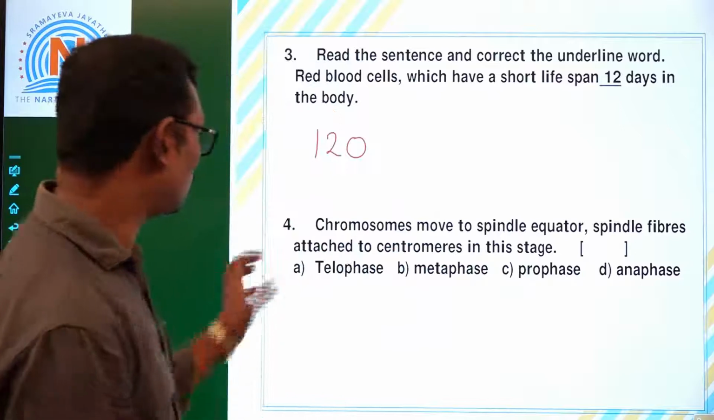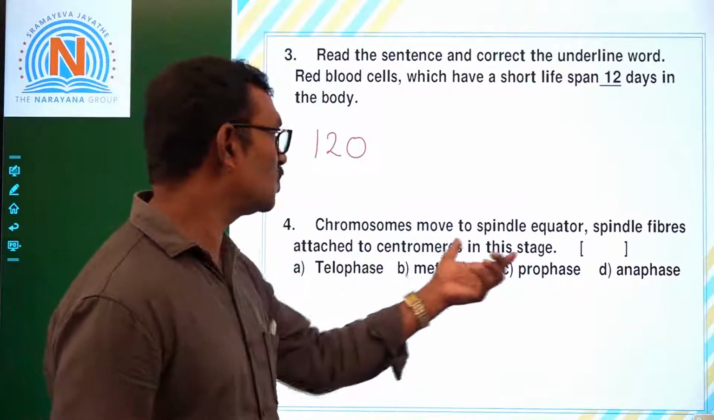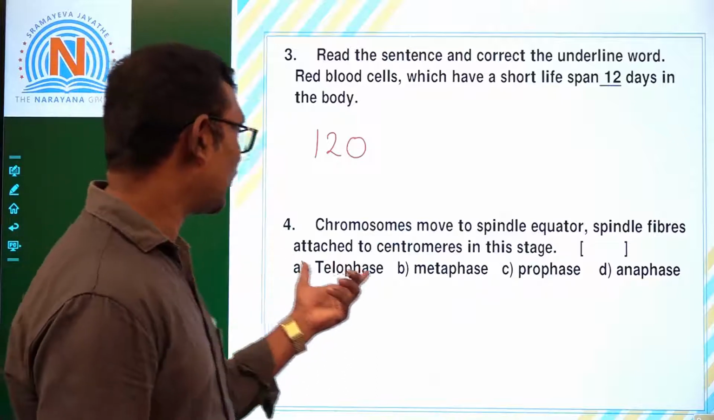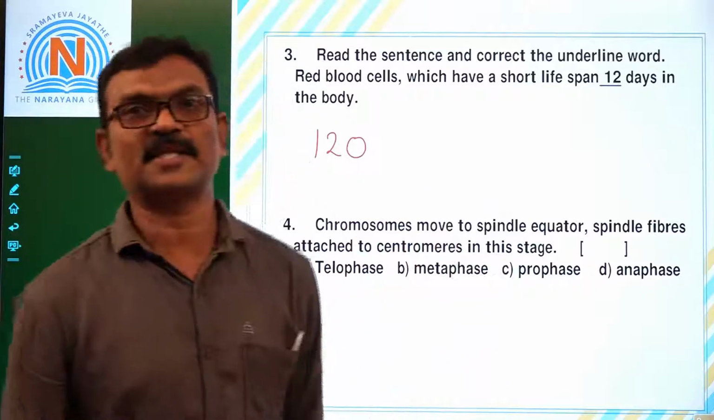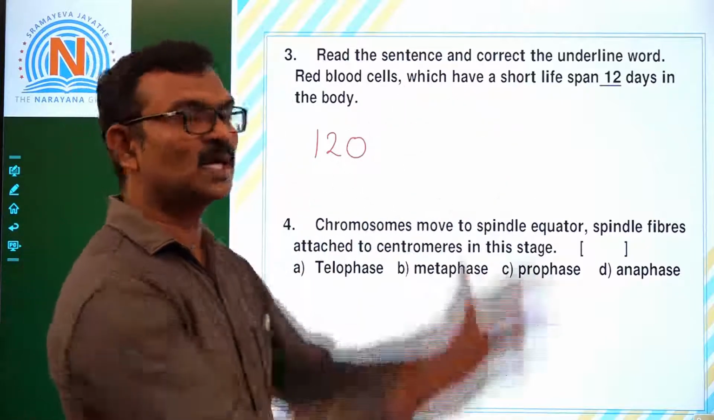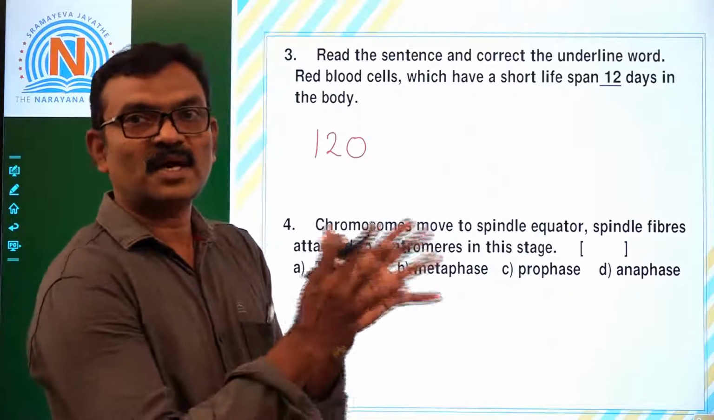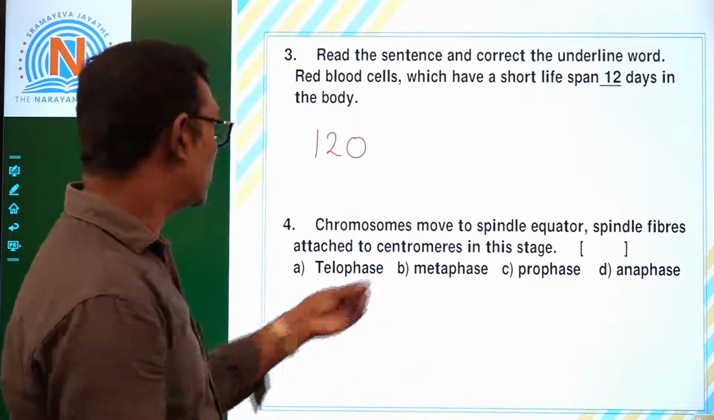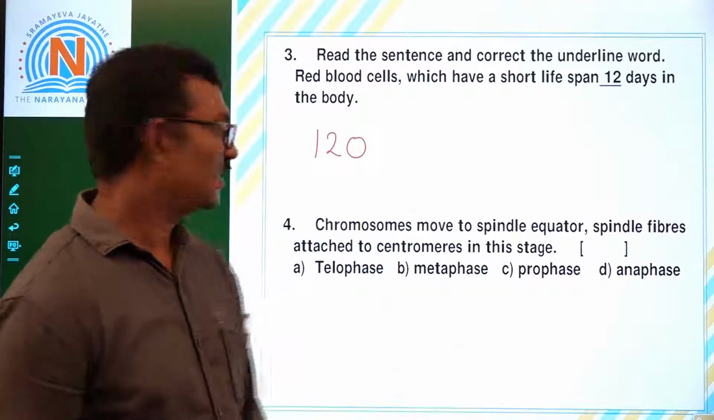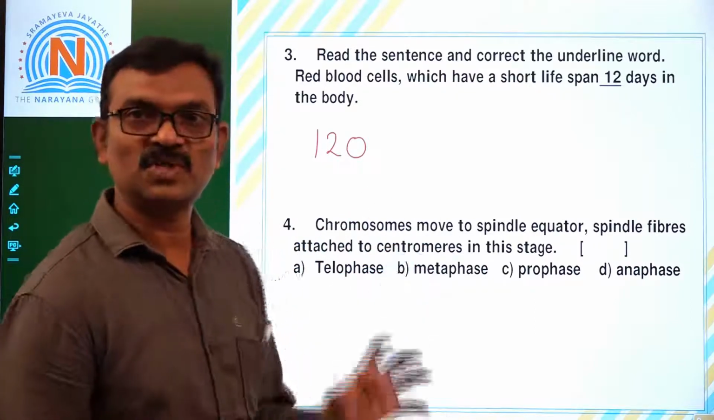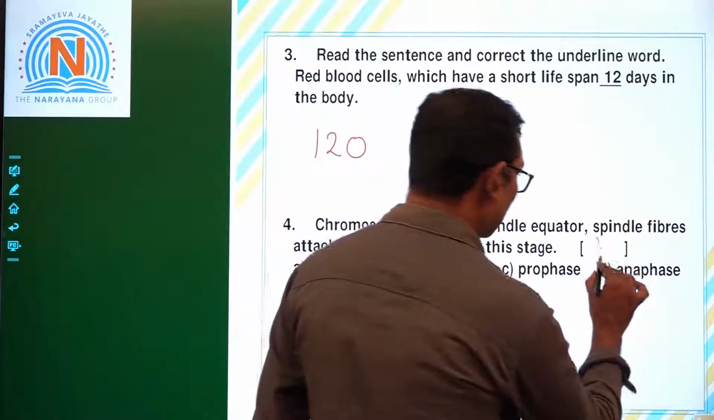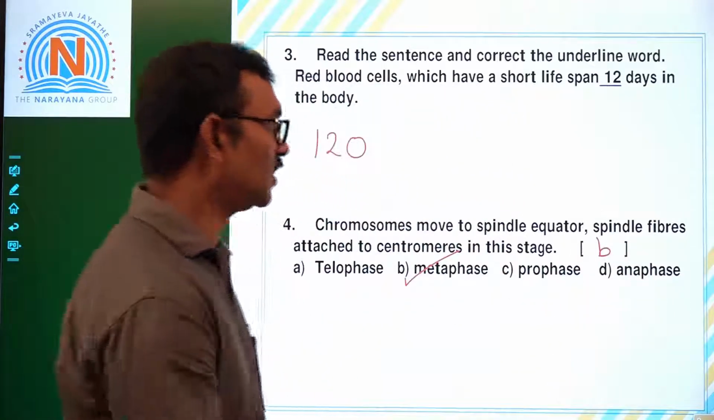Okay. Now fourth question. Chromosomes move to spindle equator. Spindle fibers attached to centromeres in this stage. Chromosomes move to the equatorial plate, otherwise called the center of the cell. Then spindle fibers attach to the centromeres of the chromosomes. In which phase? Metaphase. Correct answer? Option B.